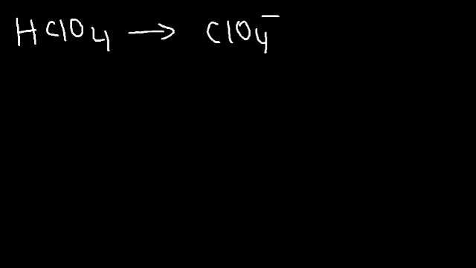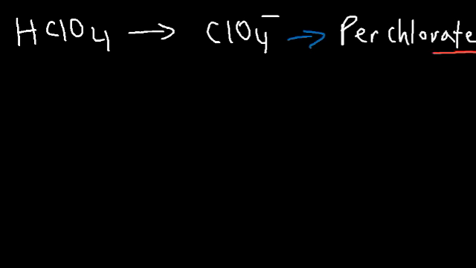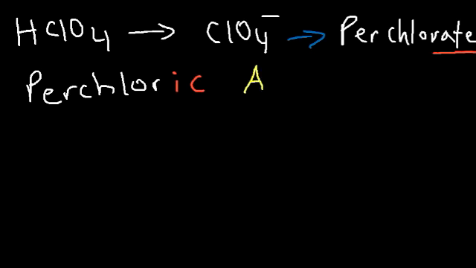Now what about this one? HClO4. How would you name this acid? Feel free to pause the video as you work out this example. The first thing we need to do is identify the polyatomic ion. ClO4 minus is known as perchlorate. So all we need to do is replace the ate part with ic. So this is going to be called perchloric, and then add the word acid to it. So perchloric acid.